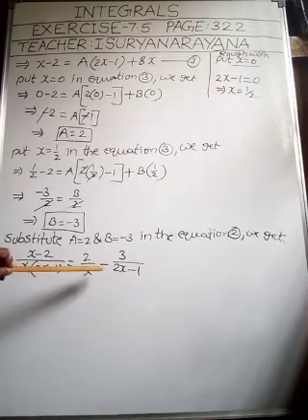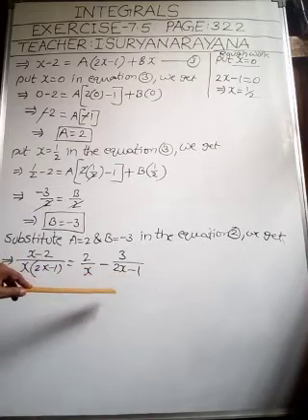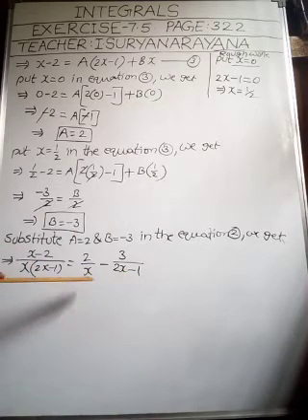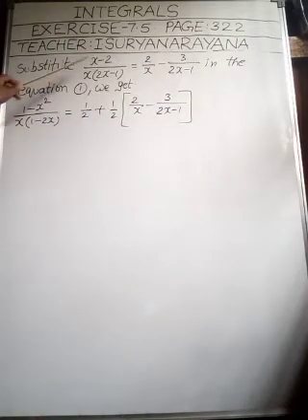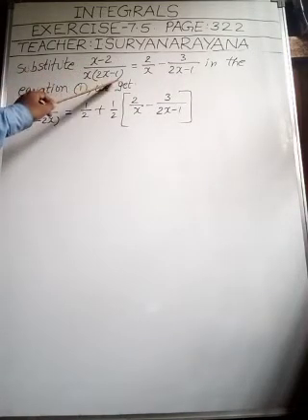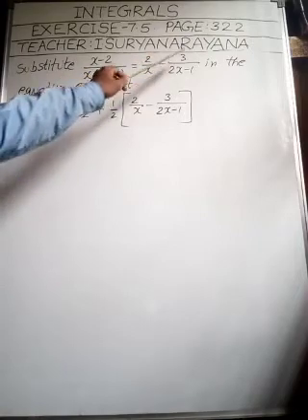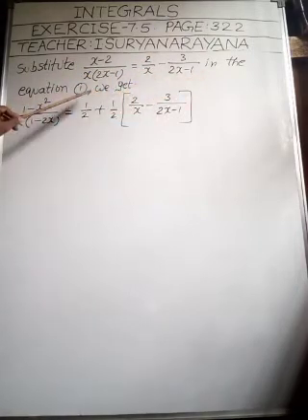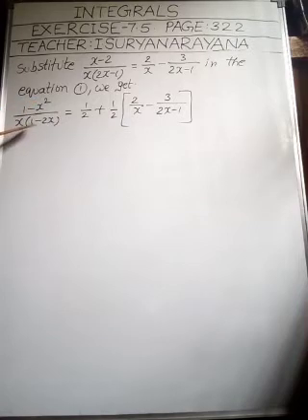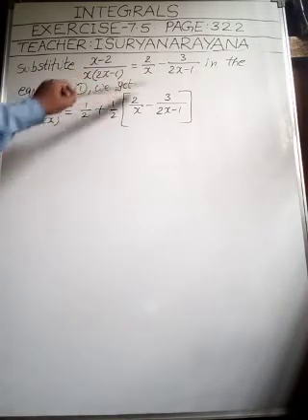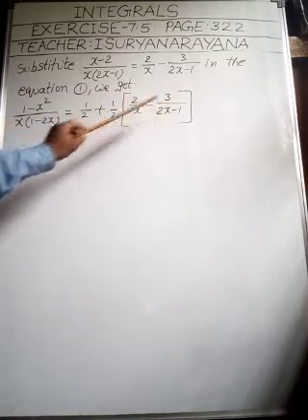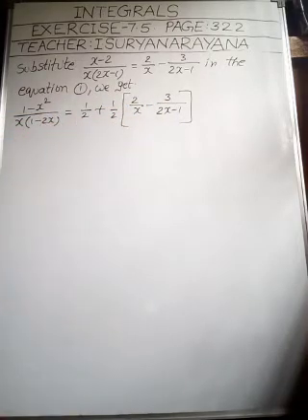Okay, my dear children, we got these two partial fractions. Now let us take this result and substitute it in the equation 1. Now we are substituting 2 by x minus 3 by 2x minus 1 in the equation 1. We get 1 minus x square by x into 1 minus 2x. In the equation 1, we are substituting this value. So 1 by 2 plus 1 by 2 of 2 minus x minus 3 by 2x minus 1. Understood this step?